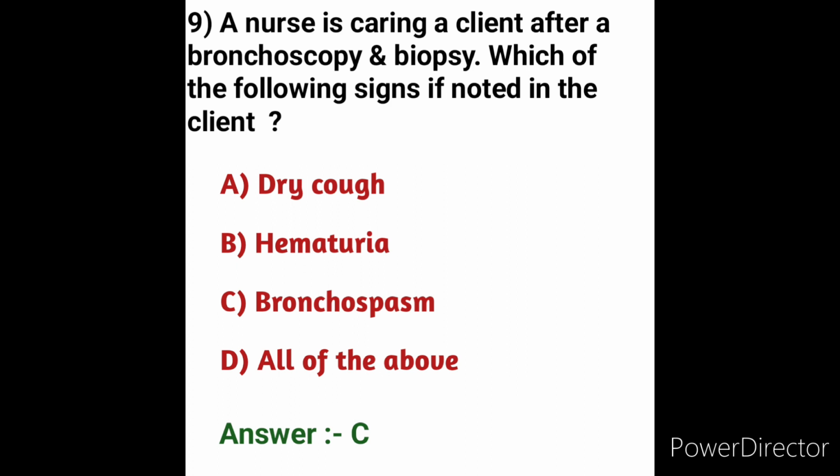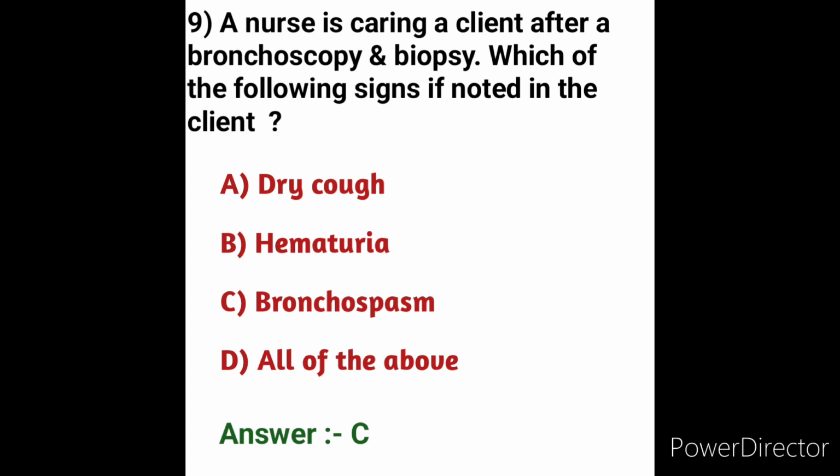The nurse should monitor and immediately inform the physician in bronchospasm cases. And also we have to monitor bronchospasm cases as a nurse. After the procedure, the nurse should monitor for hypotension, tachycardia and any arrhythmias on the monitor.